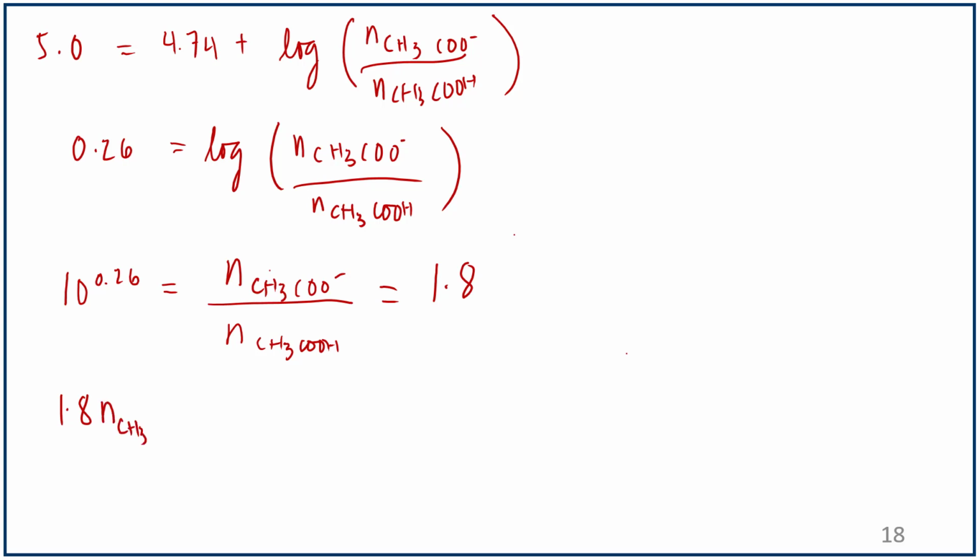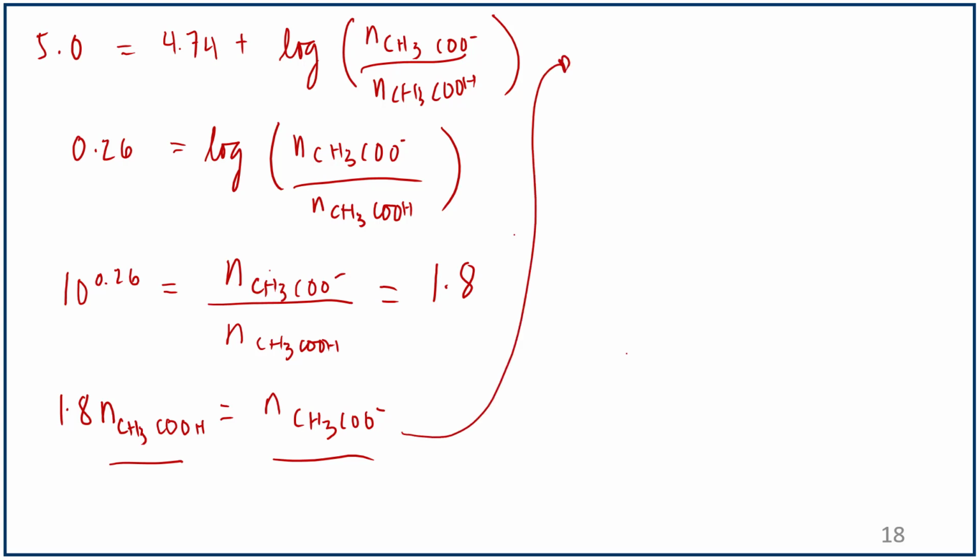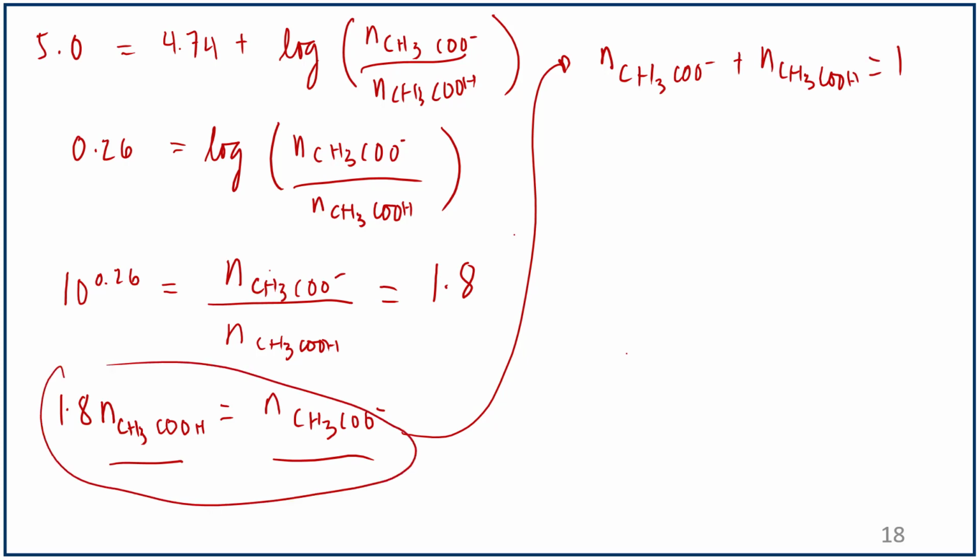From here, you can rewrite this equation as 1.8 times the number of moles of acetic acid should be equal to the number of moles of acetate ions. And since both of these should have come from 1 molar of unreacted sodium acetate, another equation which holds true is the moles of acetate plus the moles of acetic acid is equal to 1. Okay, and we can substitute this equation into the second equation, so we get 1.8 times the number of moles of acetic acid plus the number of moles of acetic acid is equal to 1.